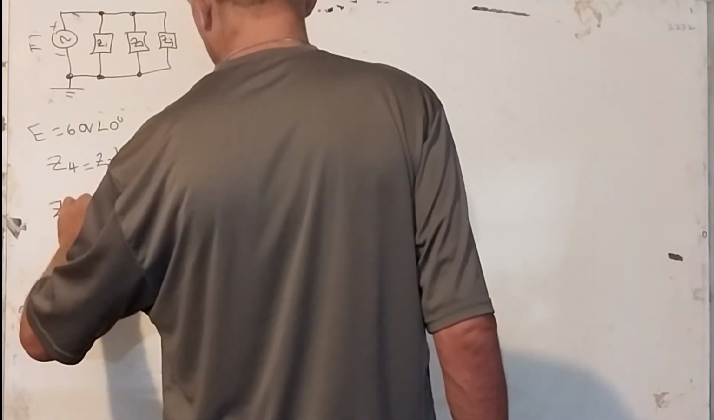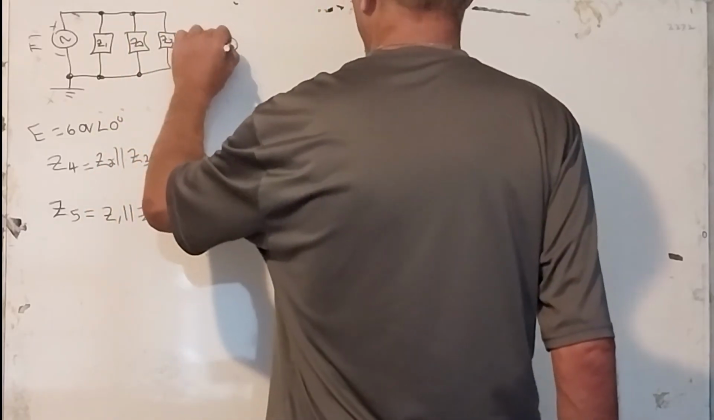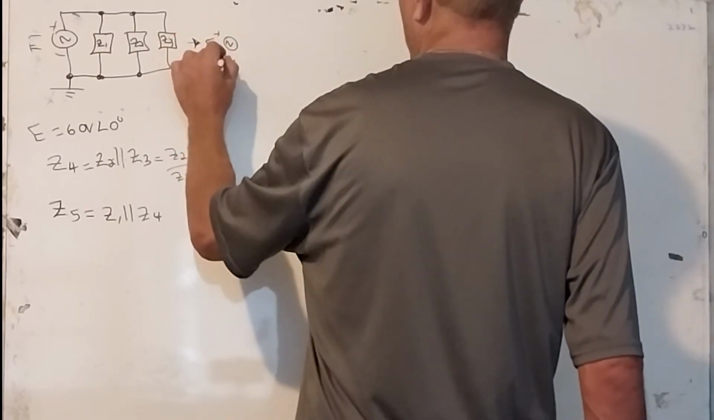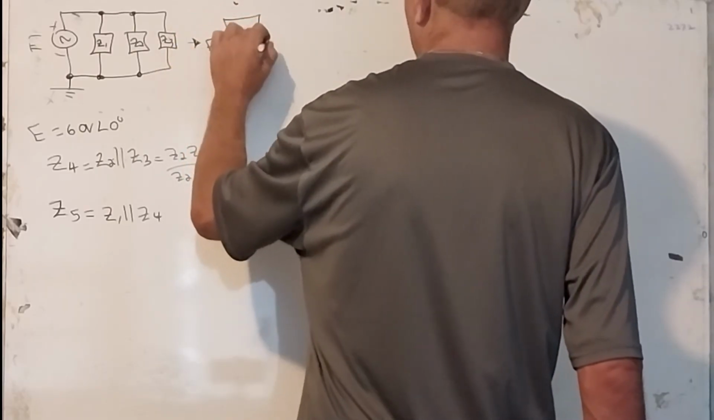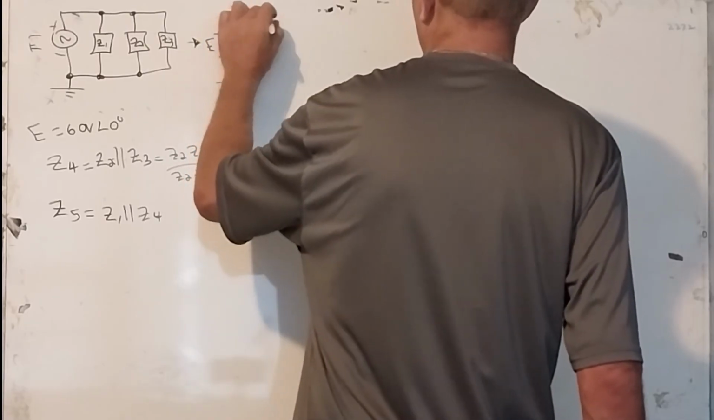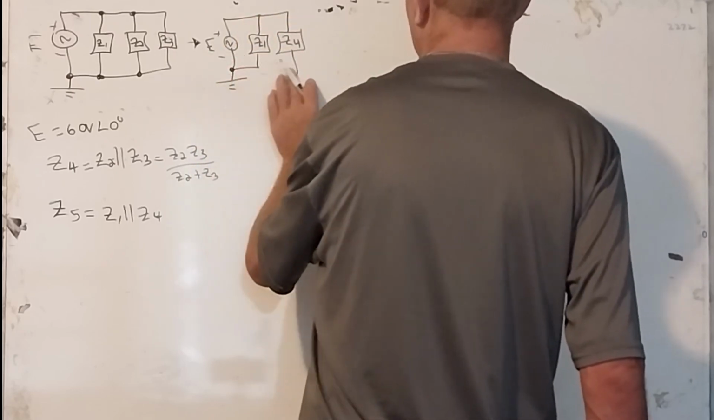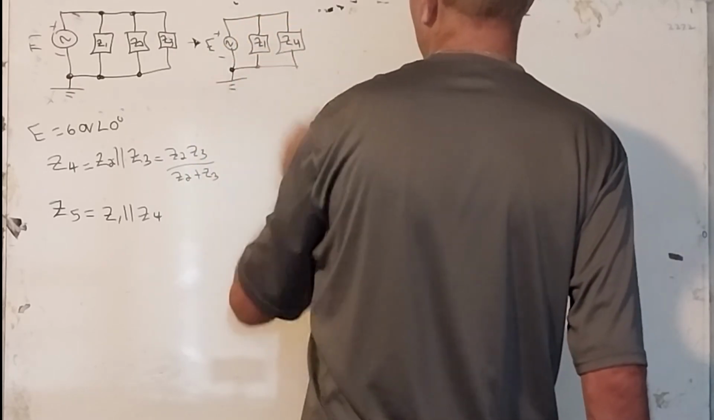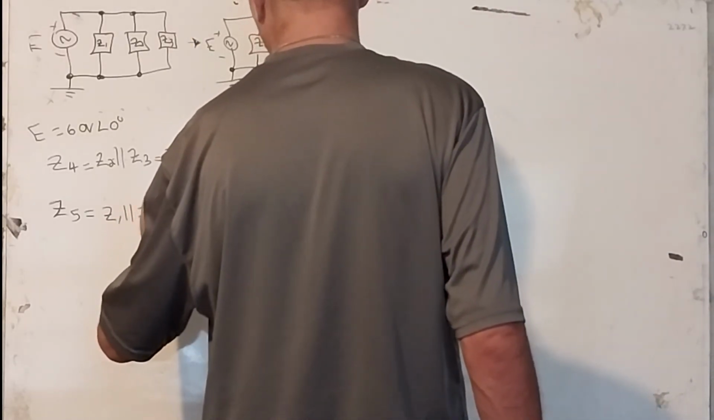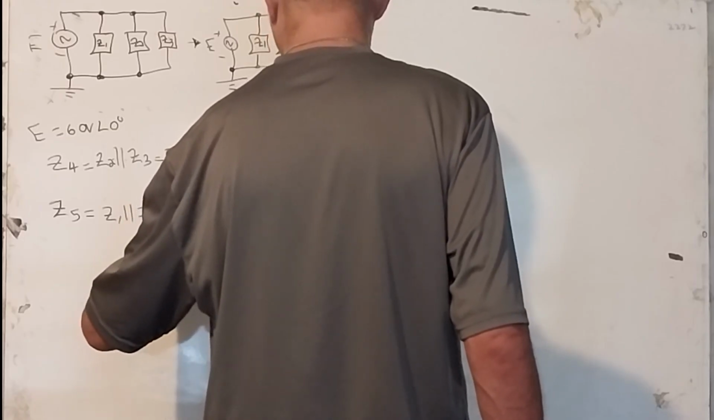Z1 in parallel with Z sub 4, because whenever we redraw this circuit from doing this simplification right here, we end up with the source in Z1, the grounds, and then we have here Z sub 4. That's parallel with Z sub 1. Now we could do the same thing here. That's going to be equal to Z1 times Z4 over Z1 plus Z sub 4.